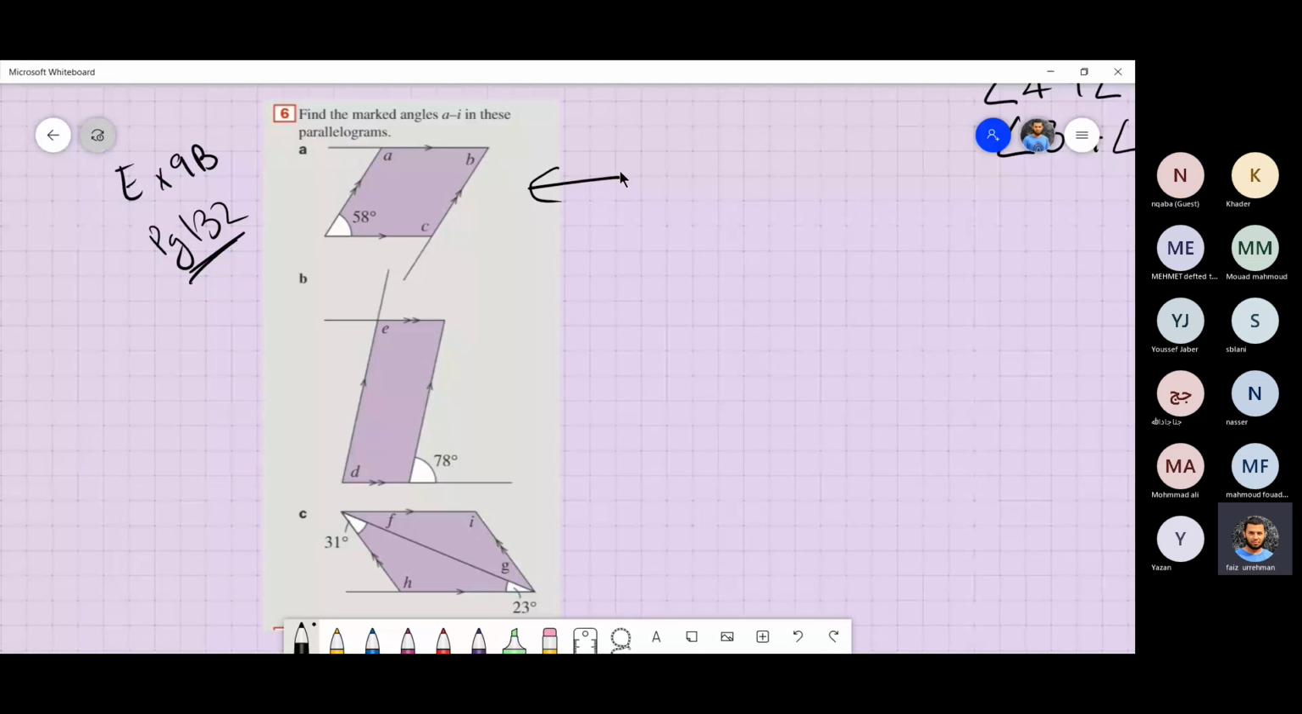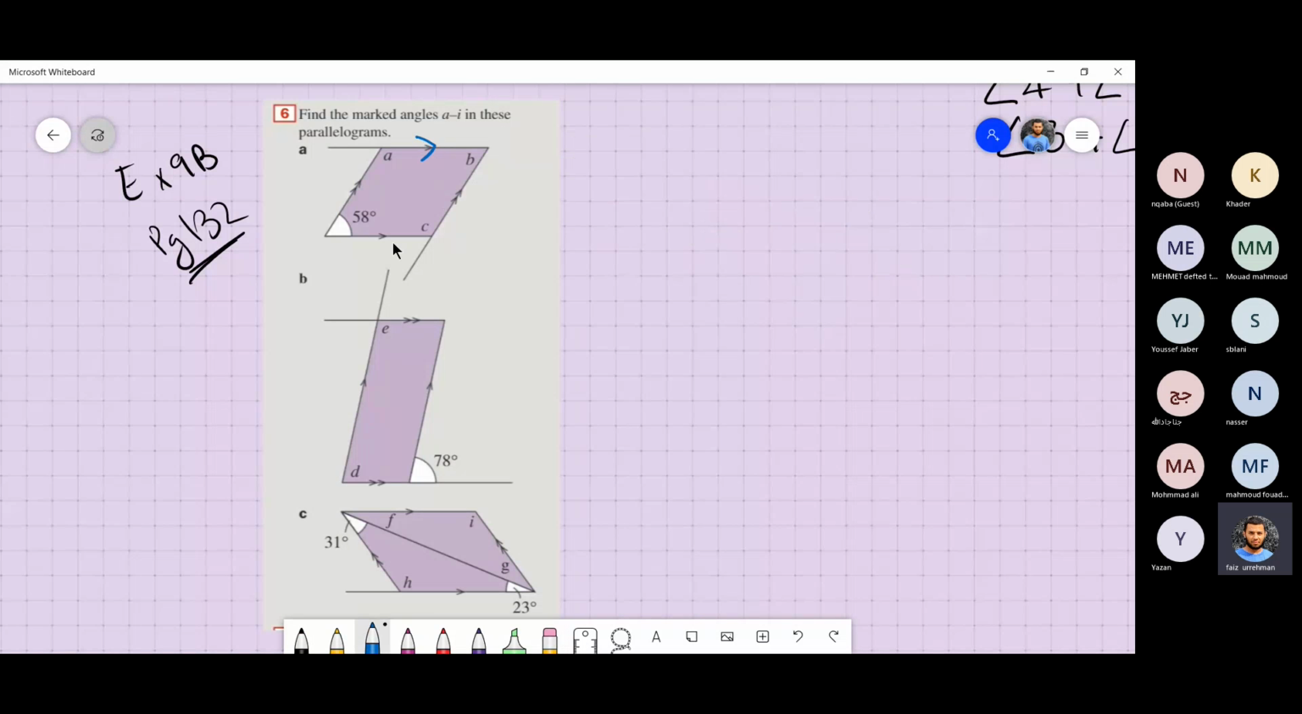And I need to remind you that if two lines are parallel, an arrow will be drawn in the book or in the exam. It can be one arrow, it can be double arrow. It means they are parallel lines. Now look in the diagram.